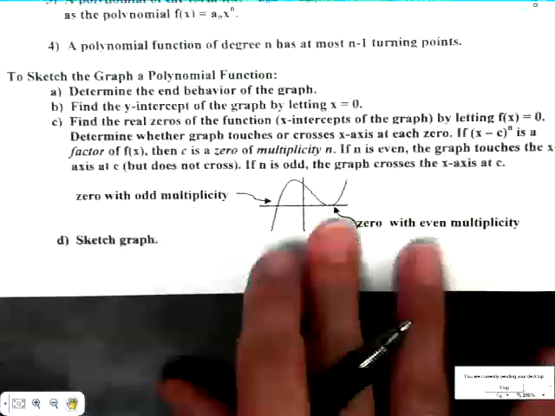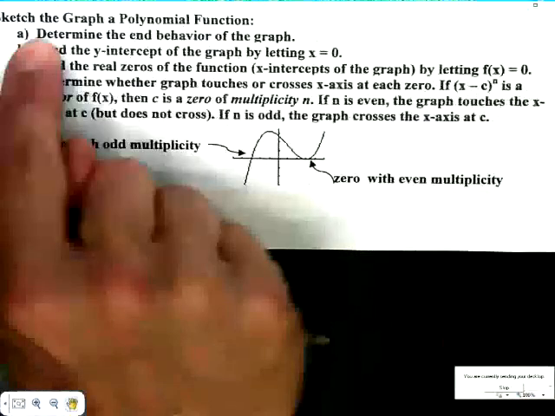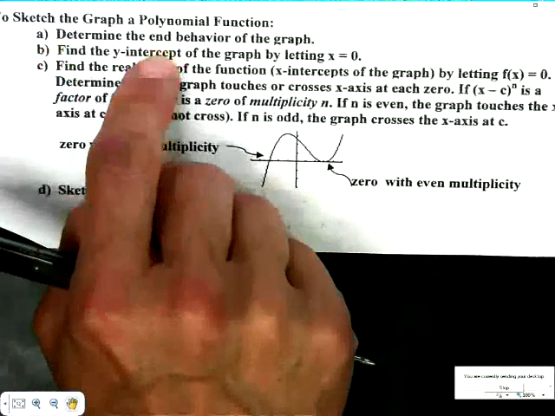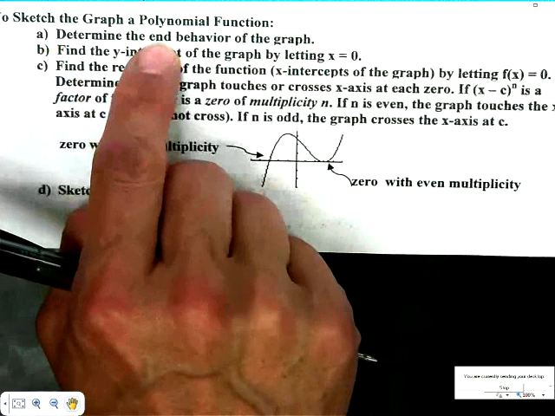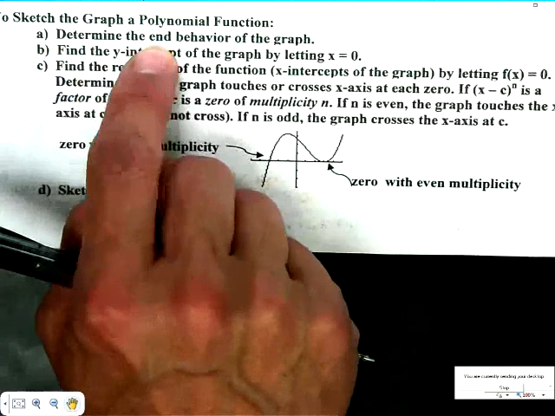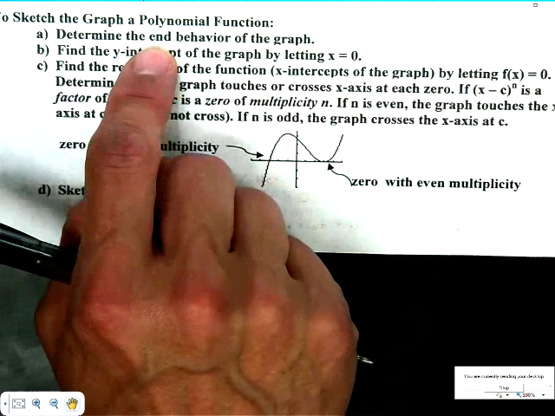Here's what we're going to find for every polynomial that we graph for homework. Number 1, or letter A, we're going to determine the end behavior of the graph. Basically, on the ends, does it look like x squared, negative x squared, x cubed, or negative x cubed? That is still determined by whether the degree is even or odd, whether the leading coefficient is positive or negative.